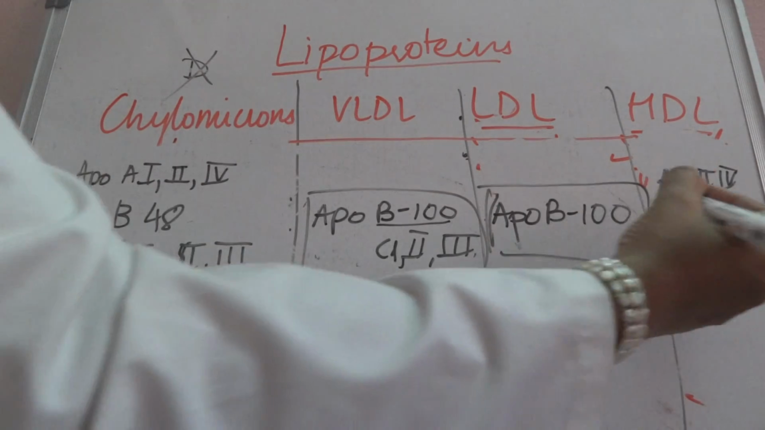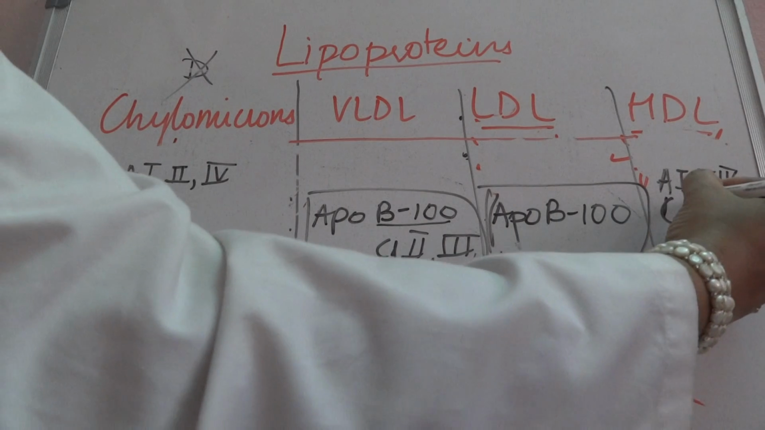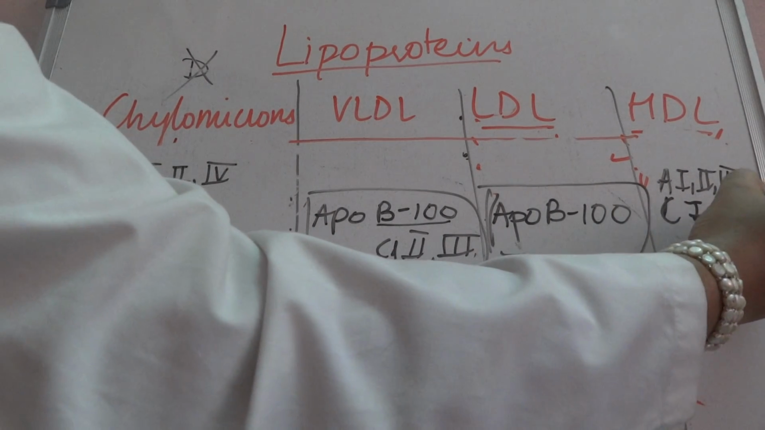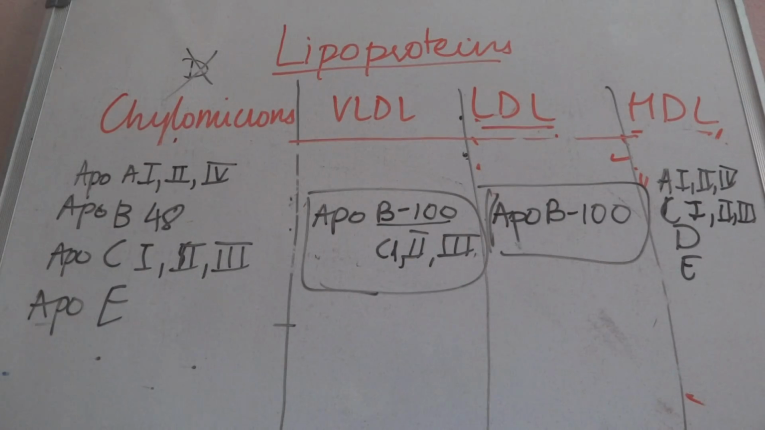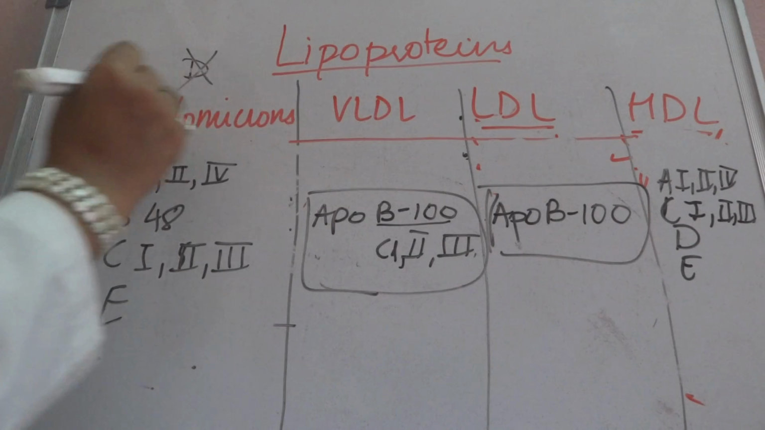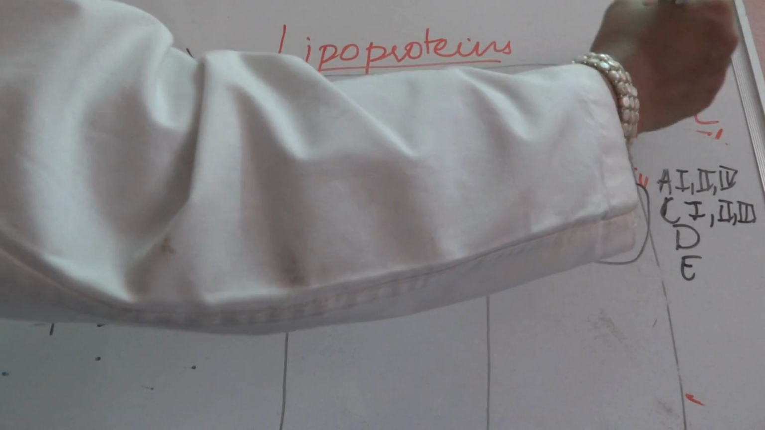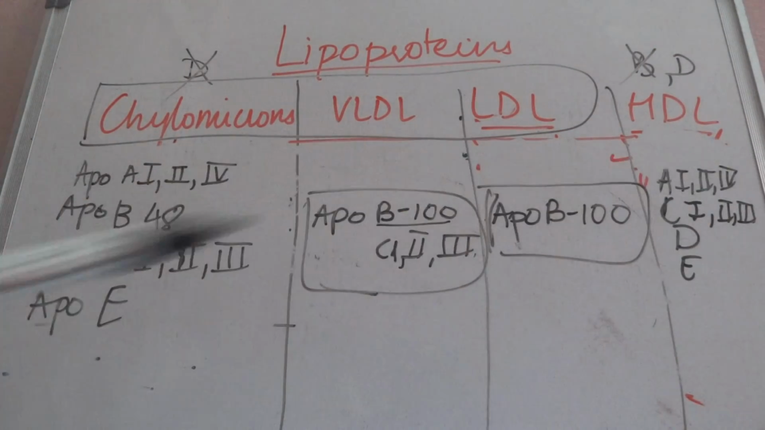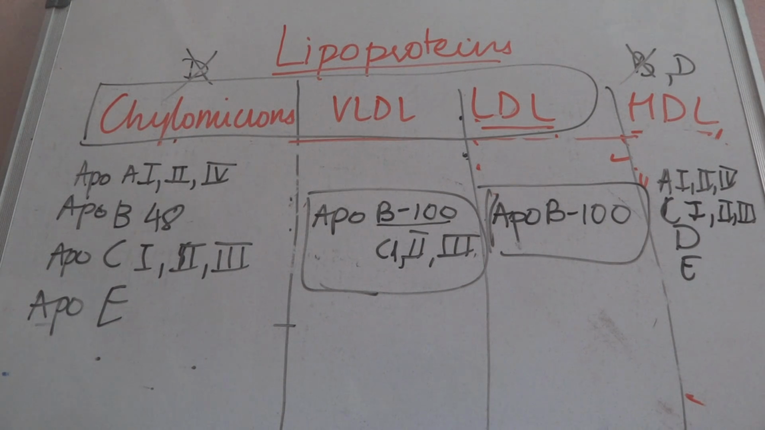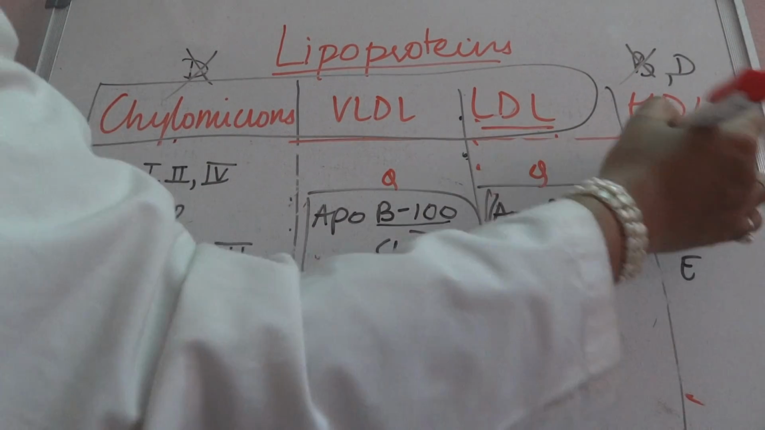B is common till now, but it will not have apo B. It will have apo C1, C2, C3, and it will have apo D and apo E. So now what is there? The apo D was not there in chylomicron, VLDL, LDL, but the apo B is not here in HDL. There is an apo D and apo A1, 2, 4, C1, C2, C3 and D and E. So these apolipoproteins are important everywhere.